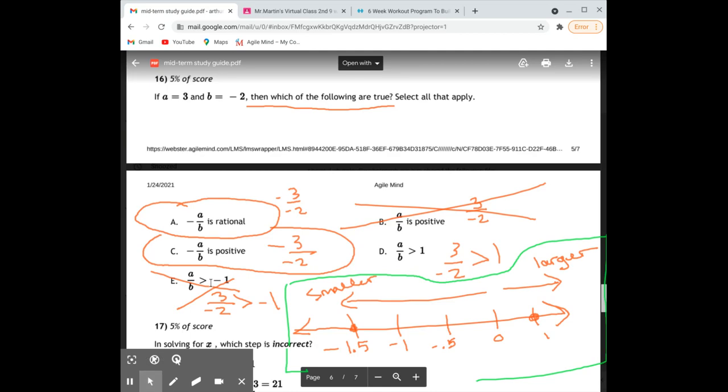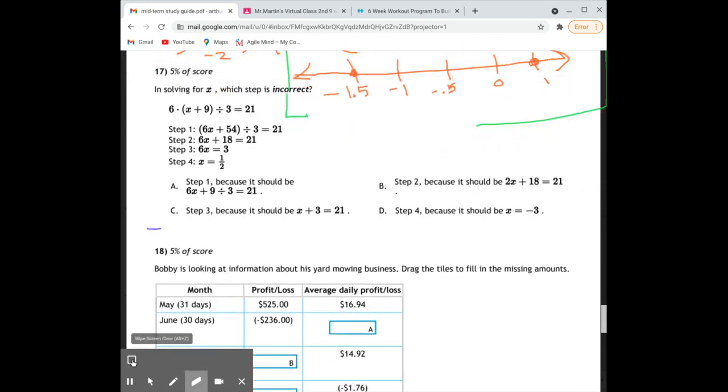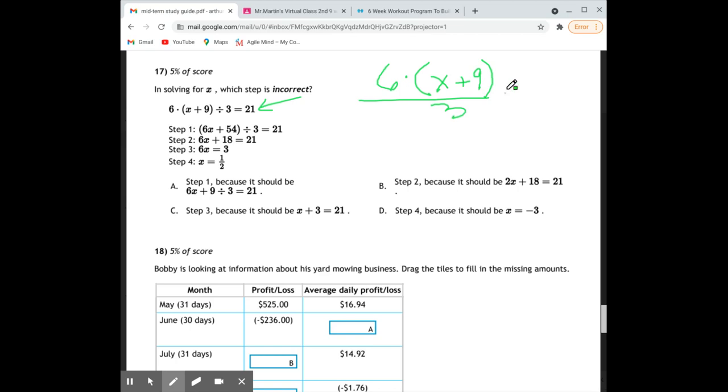All right, everybody should have had a chance to get that down. Now we're going to look at question number 17. We're going to rewrite this because I honestly do not like how they wrote it this way. So we're going to rewrite it the correct way. So this is going to be 6 times (x plus 9) divided by 3 equals 21.